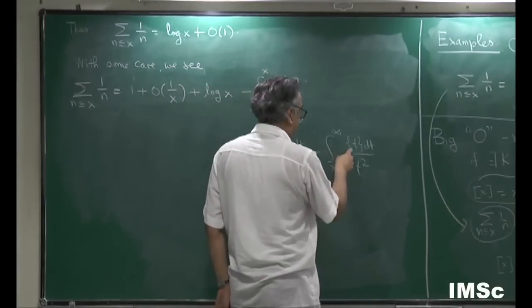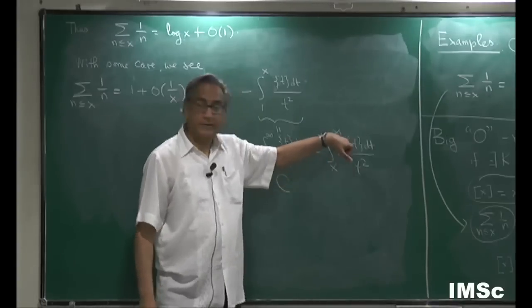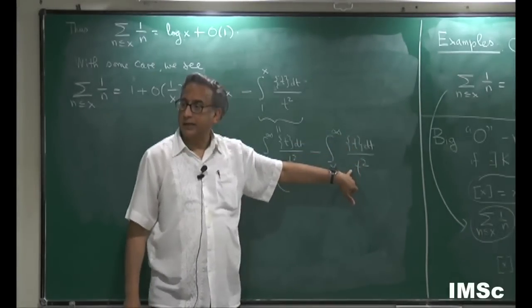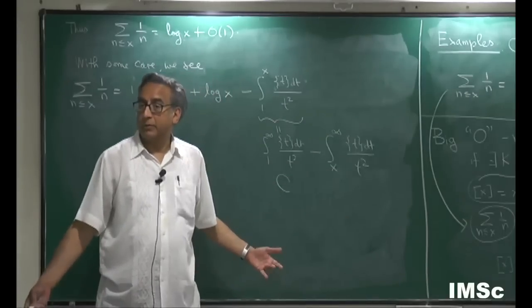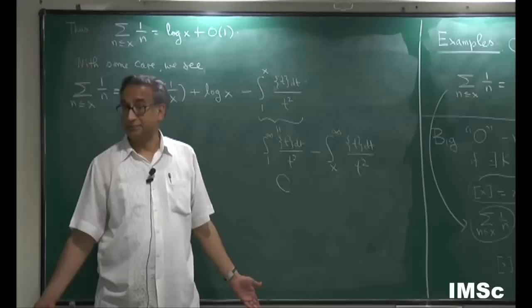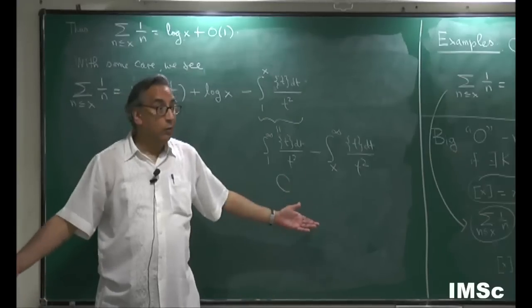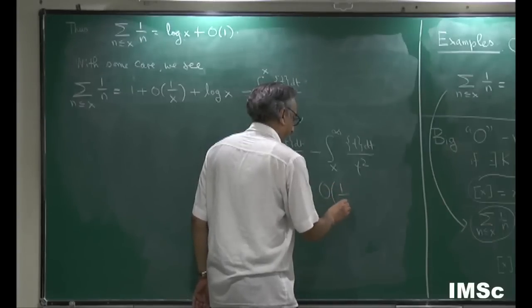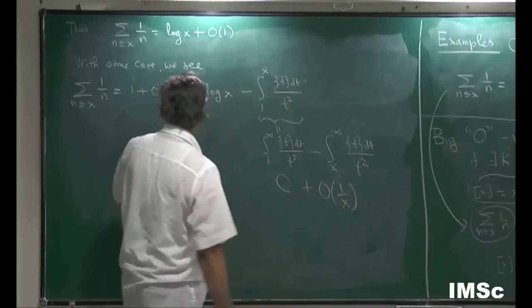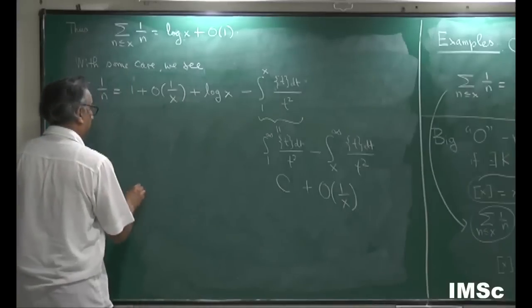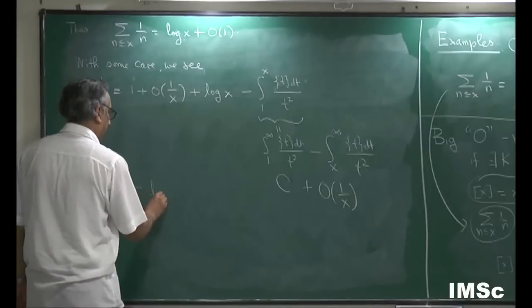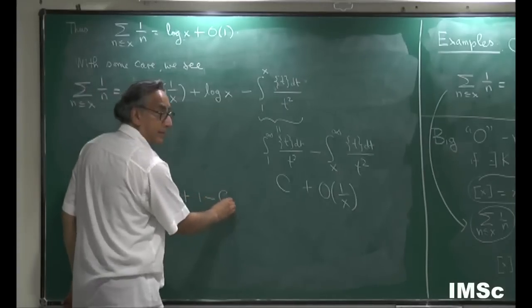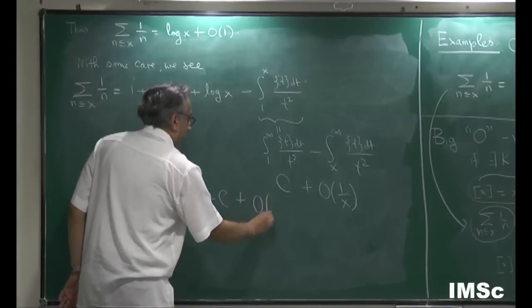And now this is an integral which goes from x to infinity, but the numerator is bounded by 1. The denominator is t squared, therefore I can just bound it by the integral from x to infinity of dt over t squared, which is 1 over x, right? So this is all O of 1 over x. Therefore, this compares with this error term here, and so the final result is that you get log x plus 1 minus some constant plus O of 1 over x.